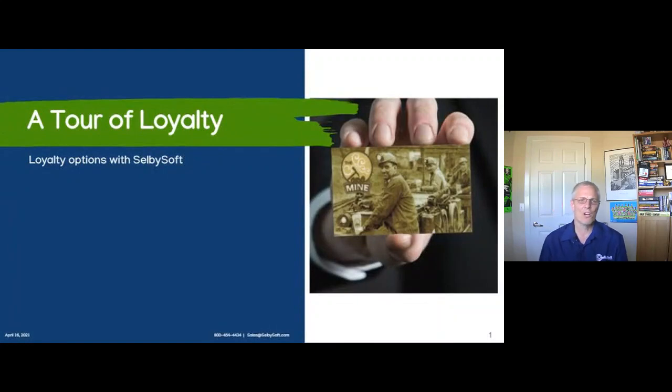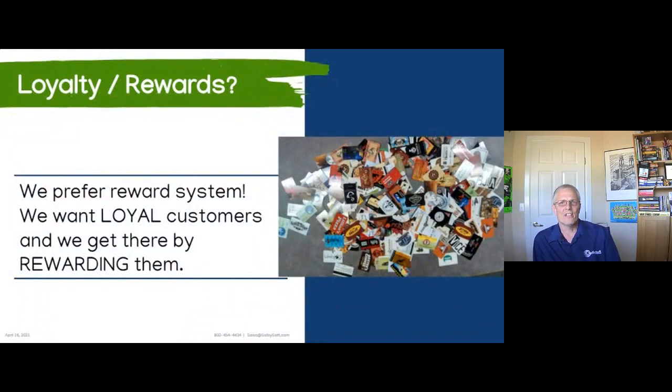So let's go ahead and share this PowerPoint right here, and you should see this pop up. So, loyalty options. One of the very first things we always talk about here at SelbySoft is loyalty or rewards. Personally, I prefer the term rewards. It's great when customers are loyal, but we want to reward them for being so. Using that word rewards gives you a little mental shift. It's not, why aren't they coming back more? It's, what am I doing to bring them back more?